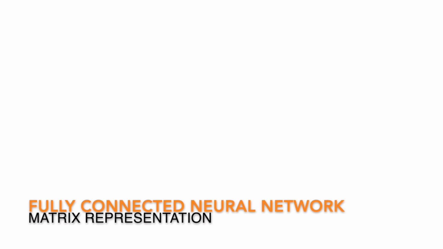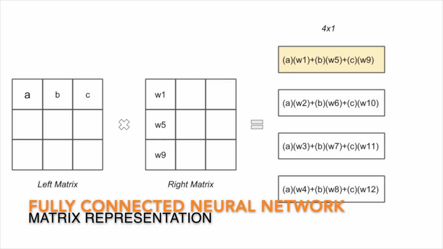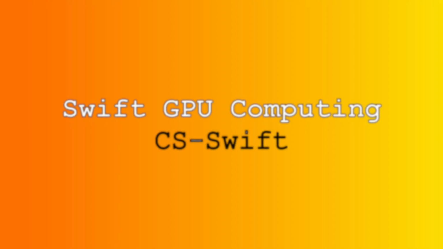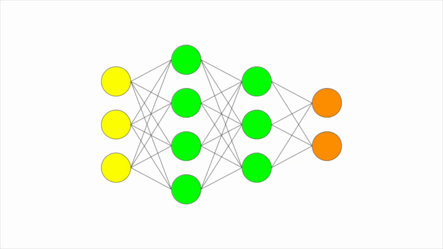In this video, I'm going to introduce to you what a fully connected neural network is and how to convert it to matrices so that you can compute it on the GPU. In order to convert this neural network into matrices, we need to learn what a fully connected neural network is.